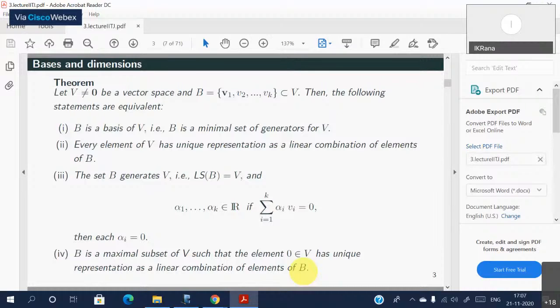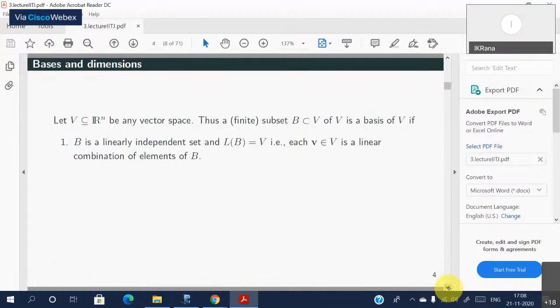One is in terms of minimal set of generators. Other is saying that every vector in V is a linear combination but a unique representation. And this is that the representation of 0 is unique, right? This is sigma alpha I vi equal to 0. The representation of 0 is unique, then everything also becomes unique. And it is a maximal set with these properties, that 0 has a unique representation. So these are four different ways of characterizing a basis. I'm sure all of you must have come across this. For example, let us look at proof of some of them.